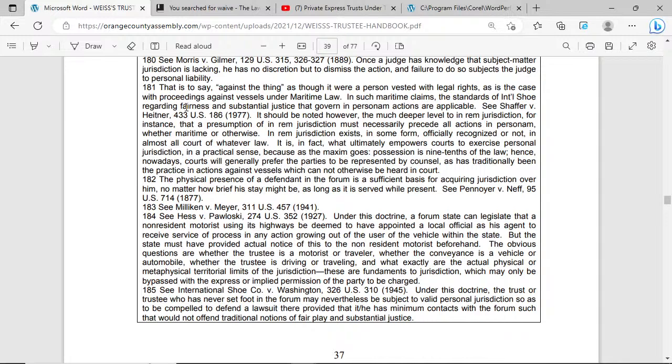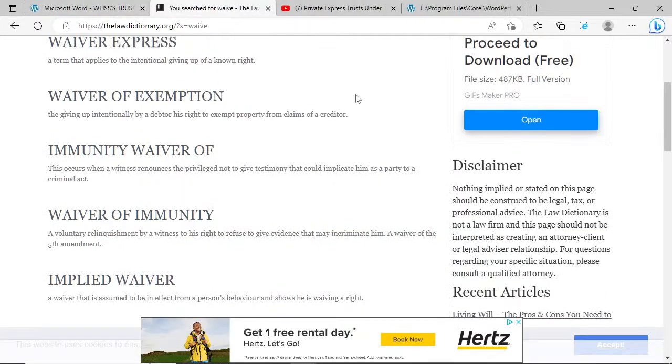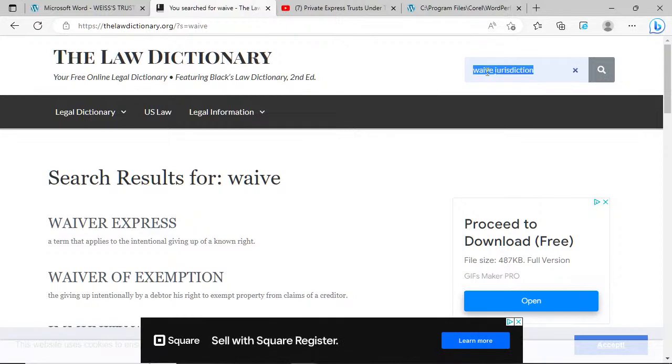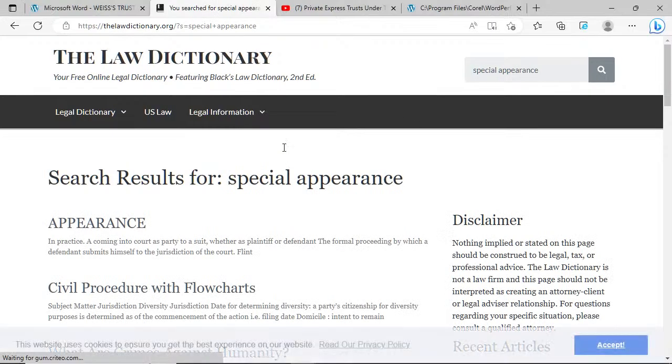You make them earn that. You make them earn it. Do not submit a pleading or anything. You challenge jurisdiction with a notice of special appearance. That is the first thing you should do. The very first thing you should do. Or limited appearance, it's called in some places.